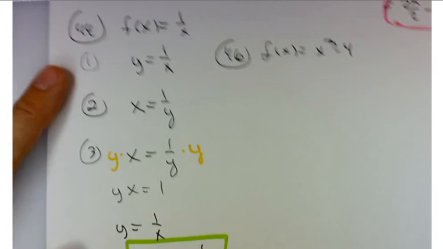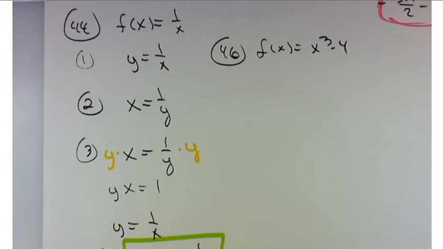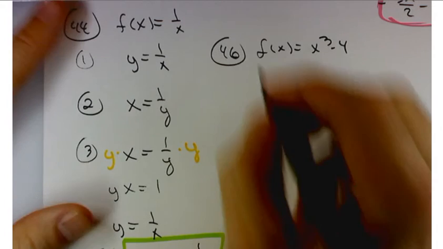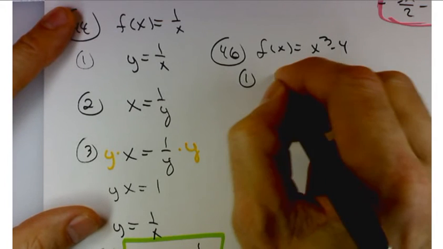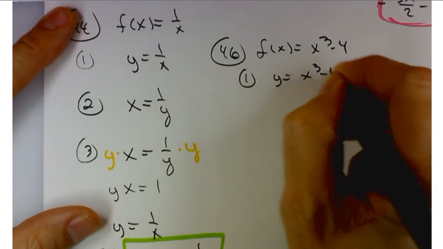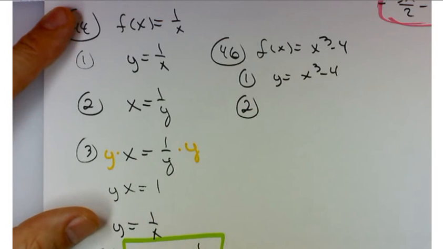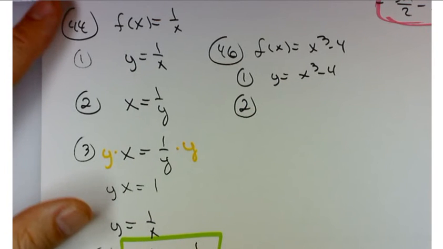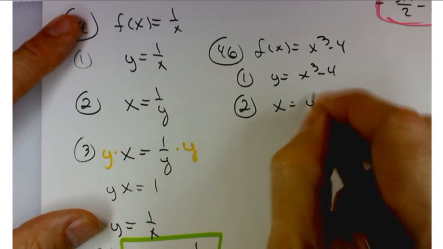So a little bit different on this one. We're not stuck with just a linear function anymore. We've got a cubic function. The first step you should have down: y equals x cubed minus 4. Second step should be pretty straightforward as well. It's x equals y cubed minus 4, so interchange x and y.